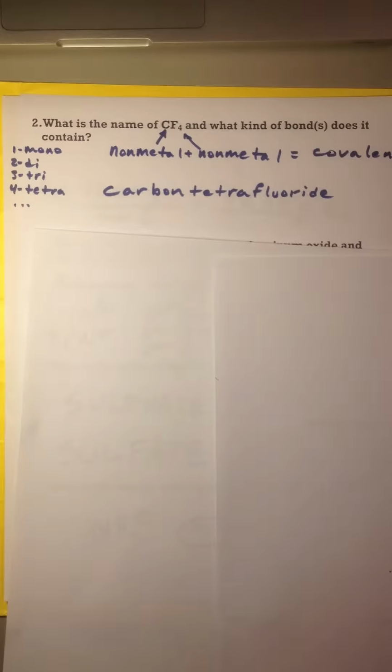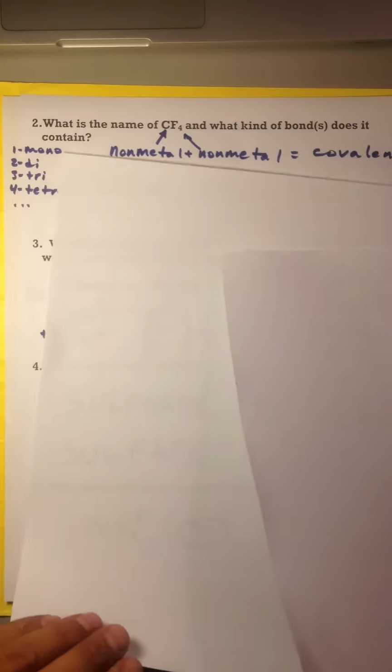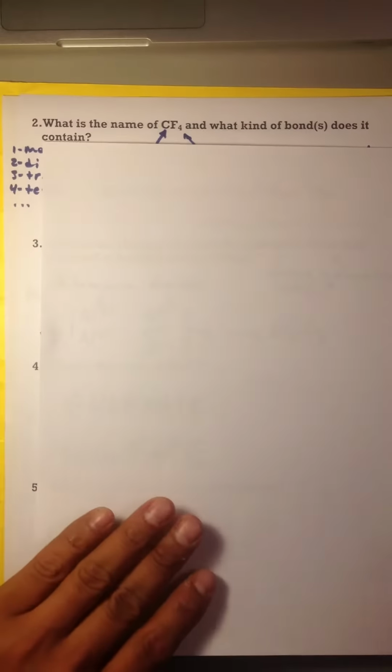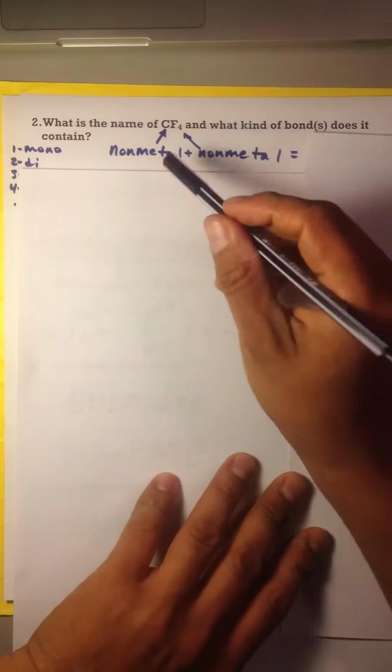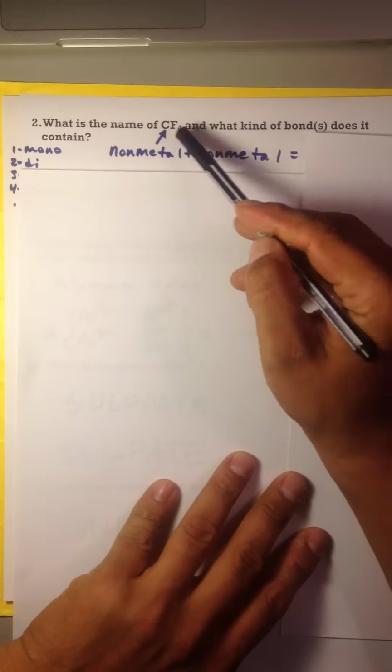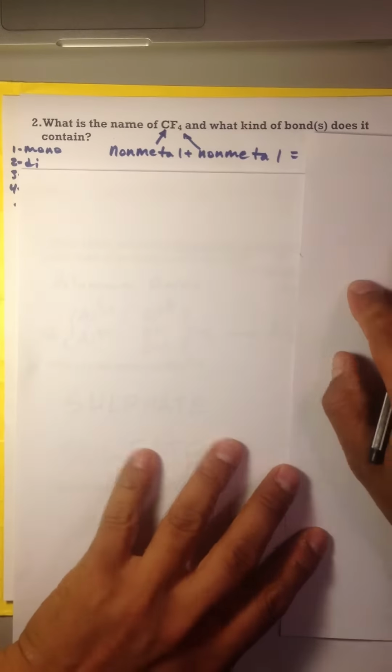Alright kids, let's do number 2. What is the name of CF4 and what kind of bond does it contain? Well, the first thing you have to do is identify what's in there. Carbon is a nonmetal, fluorine is a nonmetal. You add those together, what kind of bond is it?